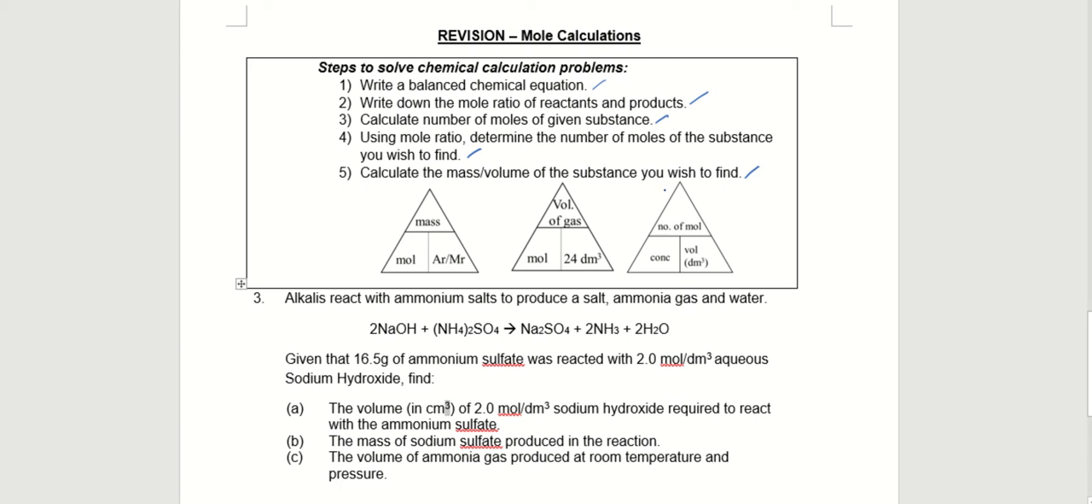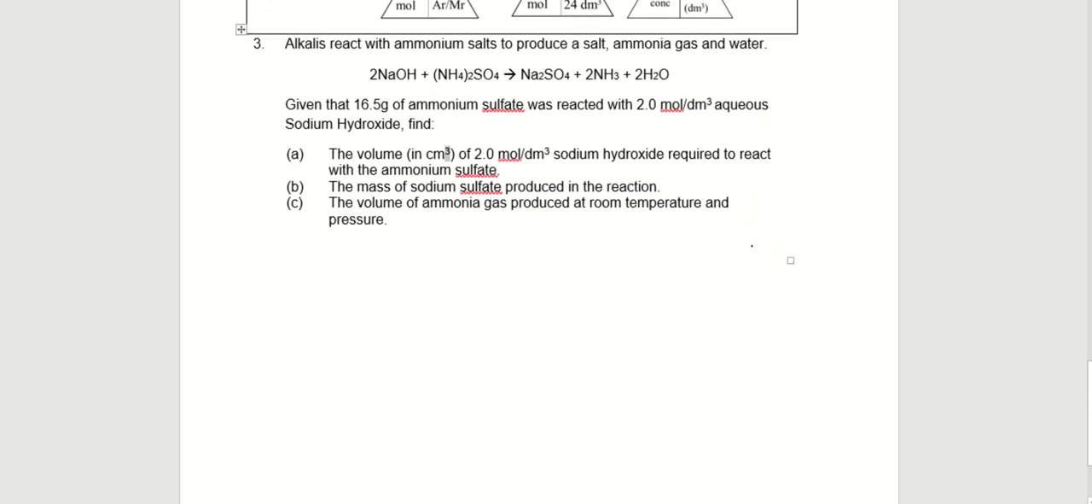wish to find. Okay. Now we are introducing a new formula here, which is the formula for concentration, relating concentration to number of moles and volume. So let us see how we can use this in all these formulas in our calculations. So let's take a look at the third example that we are doing in this series.